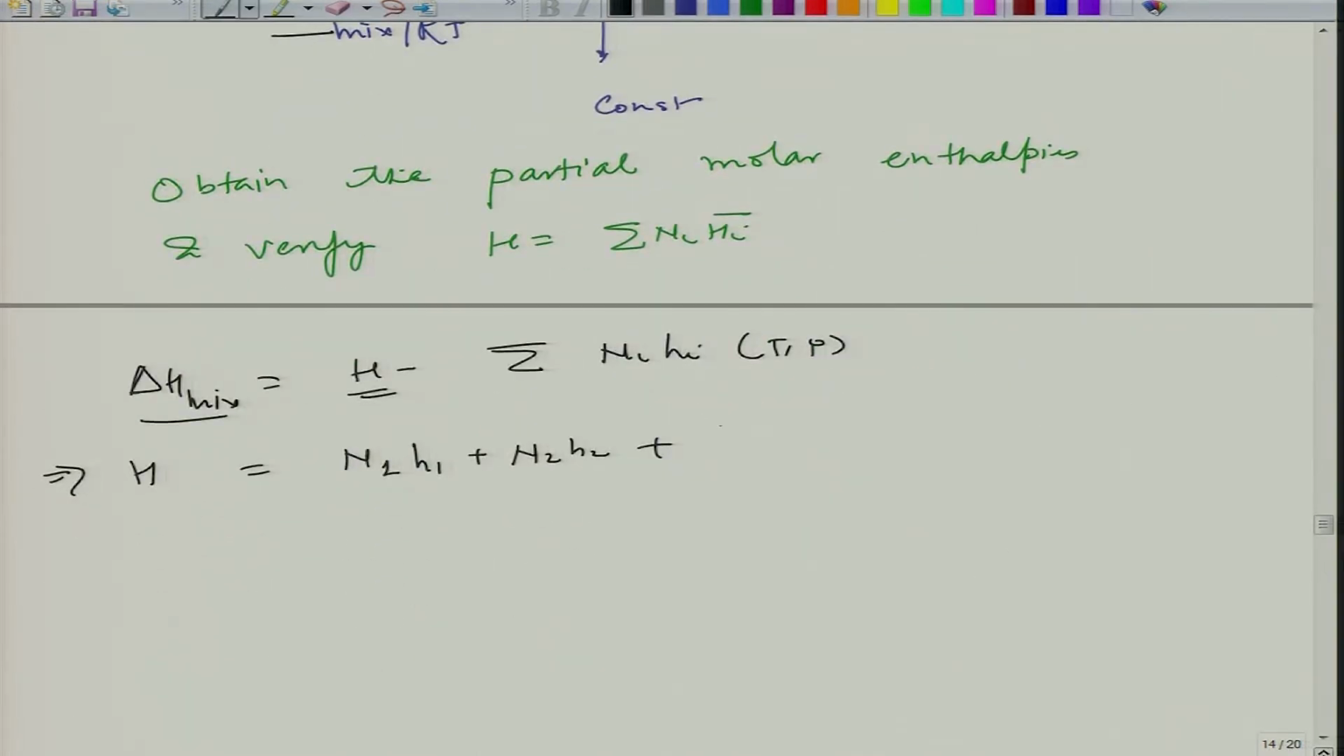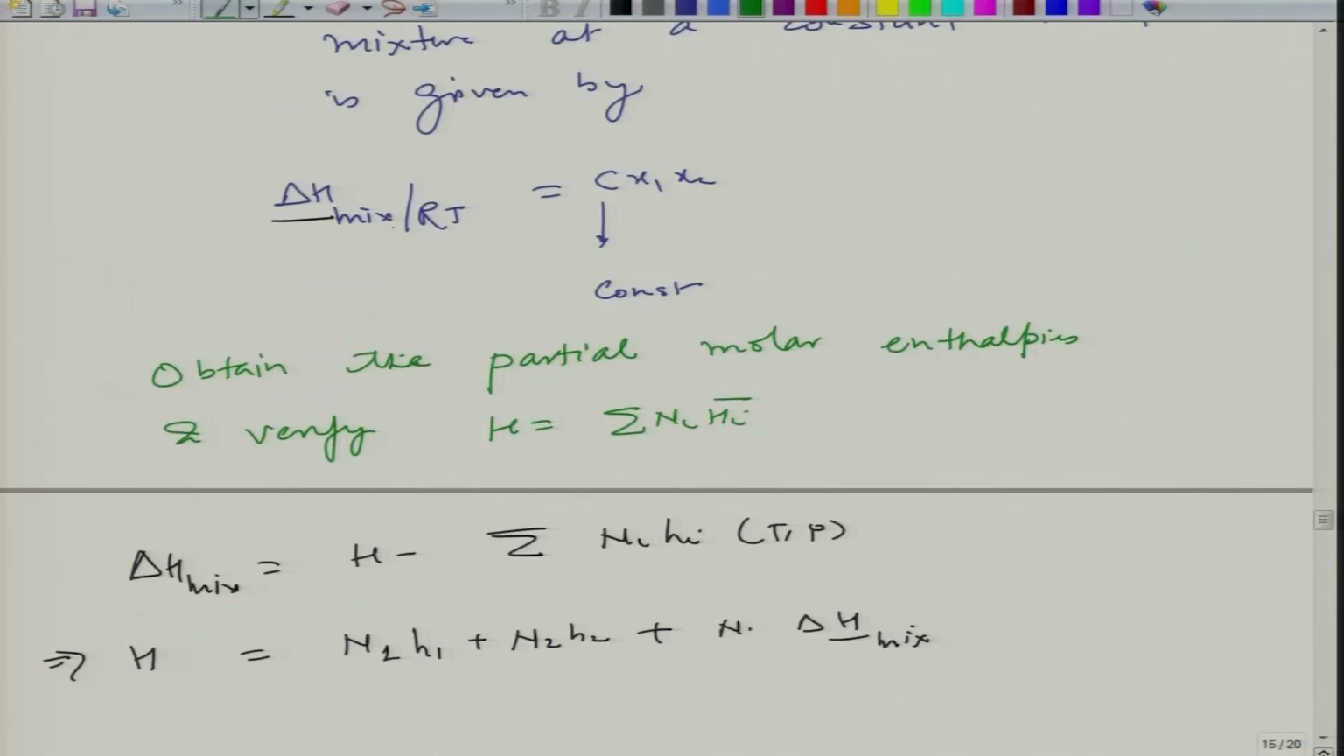So, I should be able to write now N times delta H mix. Okay. I should remove this for clarity. Now, this information is given to us, right? So, this is something which we can plug in here. This is nothing but RTC x1 and x2, right.